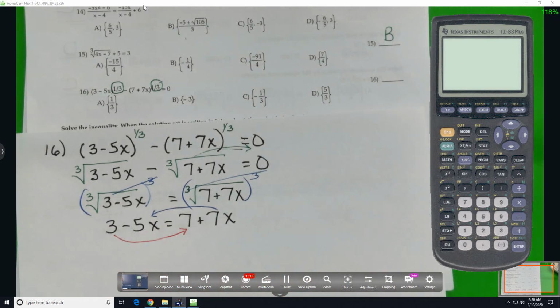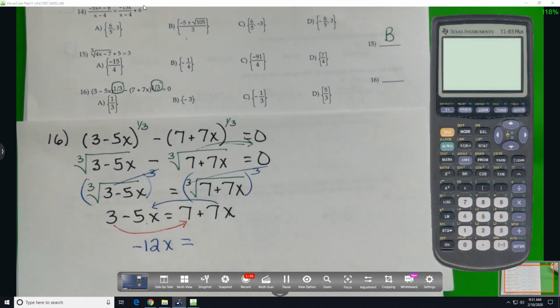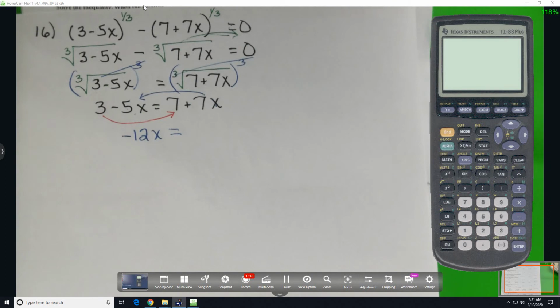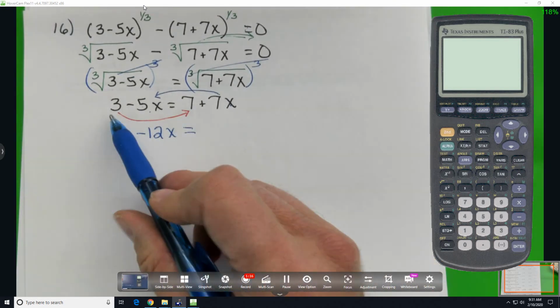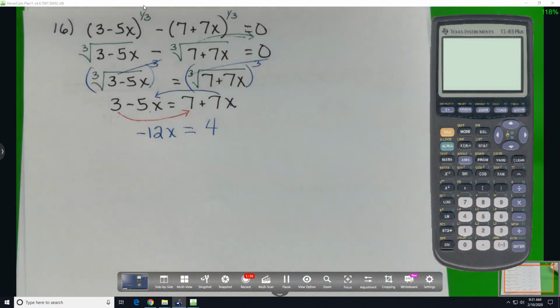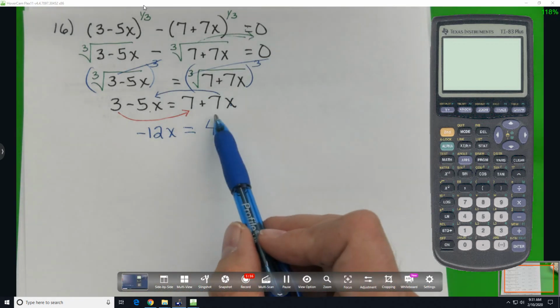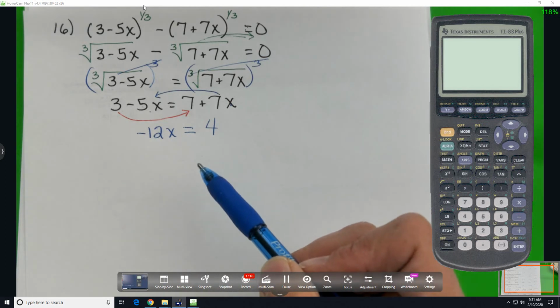So let's see, what are we going to have? A negative 5x. This is going to be a minus 7x. So negative 12x on the left. And what on the right? Move this up. The 4, 7 minus 3. Y'all following what I do with those arrows? So I don't have to write minus 3 on each side. And minus 7x on each side.